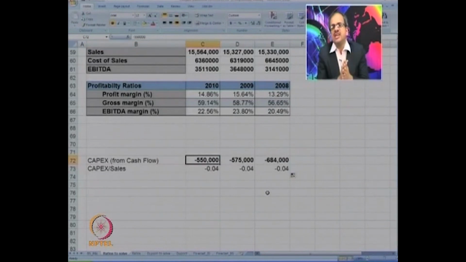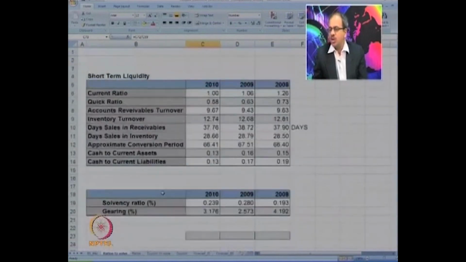In this case, you see not a very good picture, because first of all the capex is negative. It means that there is not much growth. In fact, the company is selling some of its existing assets, and if you relate it to sales, you will know that it is just 0.04. That means the company is more or less stagnant in terms of its growth. There is not much new addition to assets. In fact, the existing assets are slightly shrinking. Are you getting? Okay.